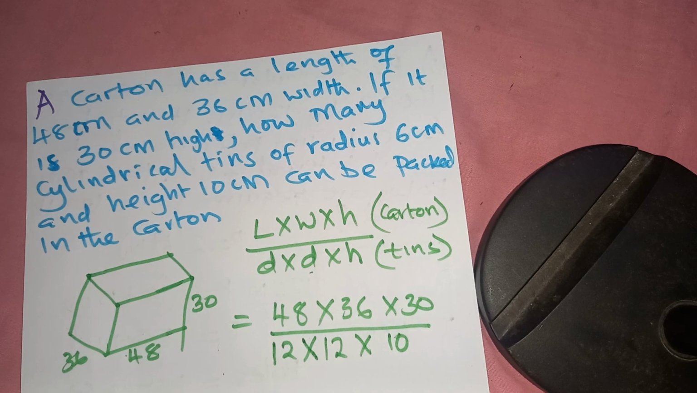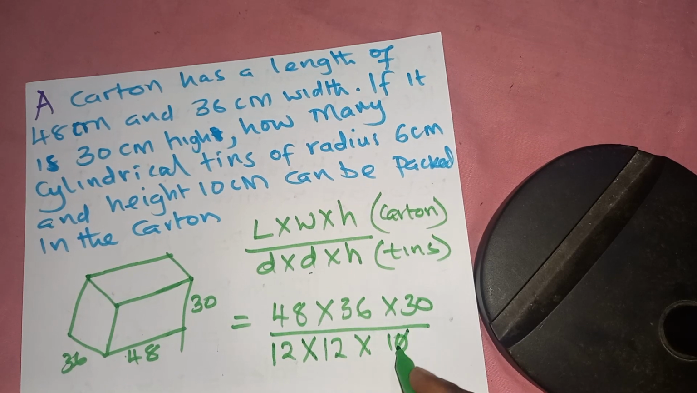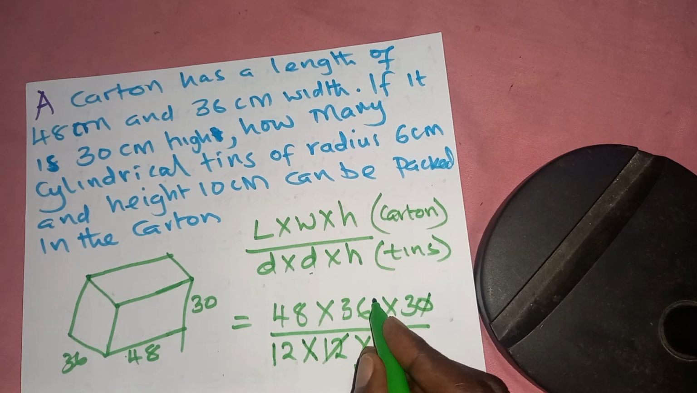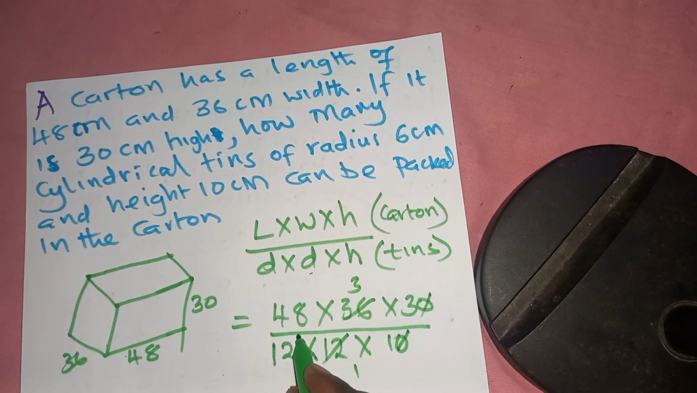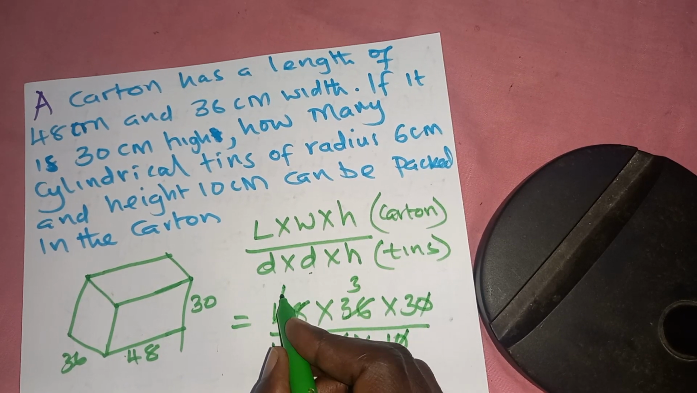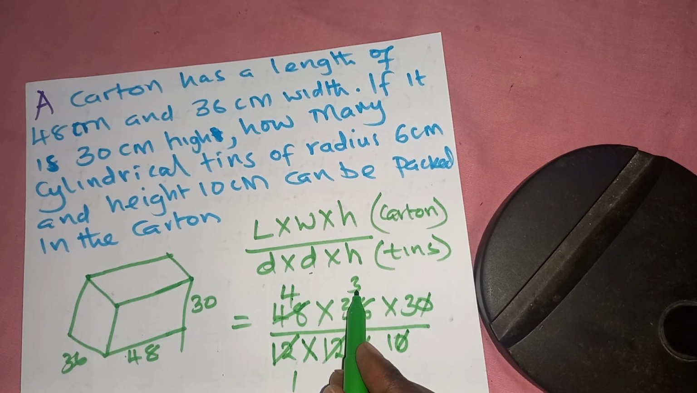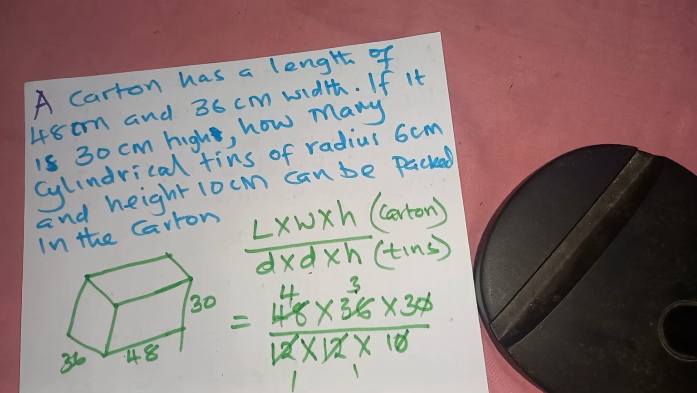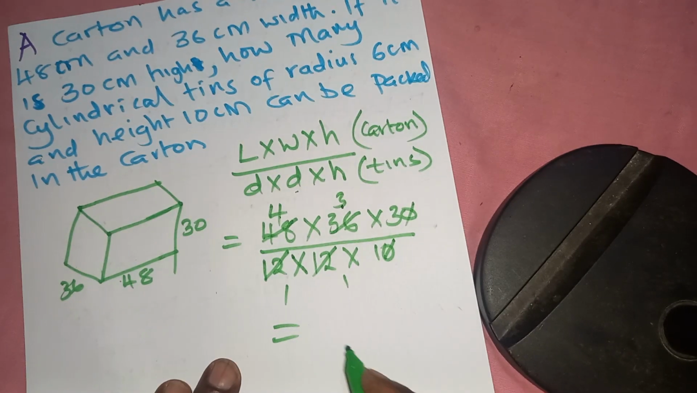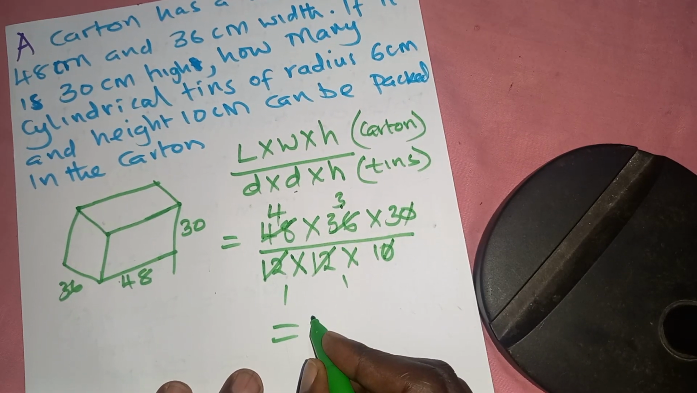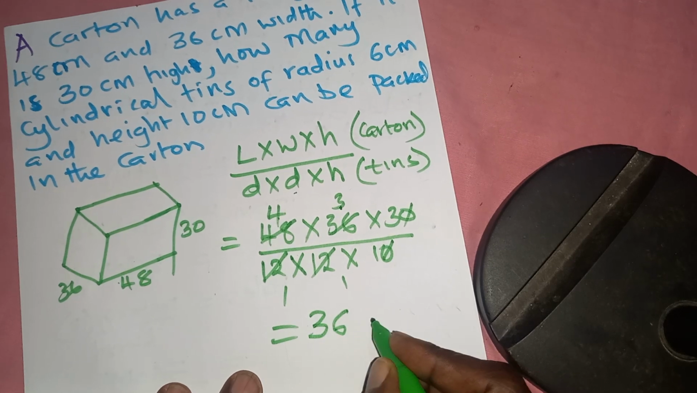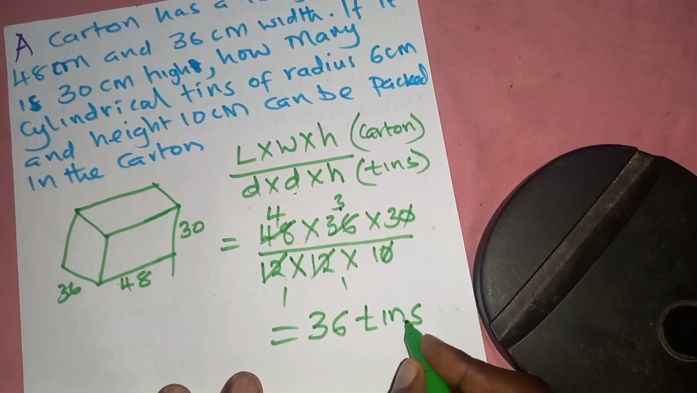So we are going to get the number of tins now. This 0 cancels this one. 12 ones are 12, 12 threes are 36. 12 ones are 12, 12 fours are 48. So we have 4 times 3, 12, and 12 times 3, you get 36. So the number of tins which can be arranged in that box was 36 tins. And that is the answer.